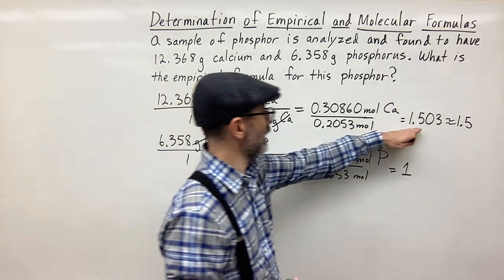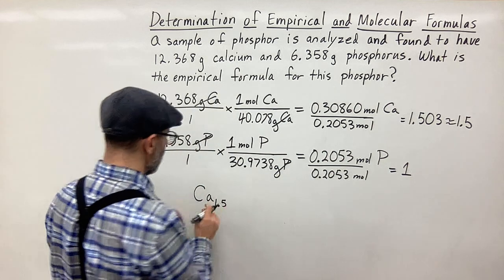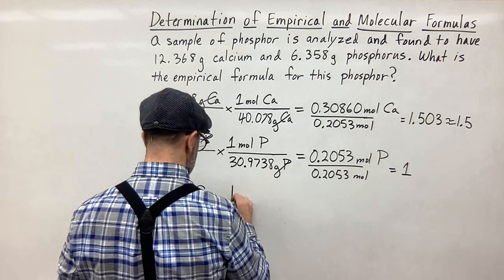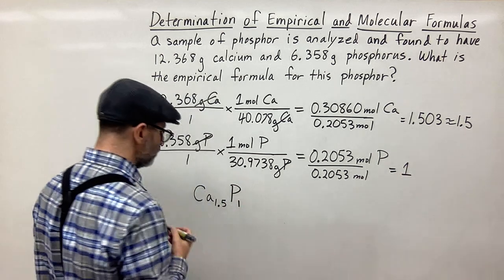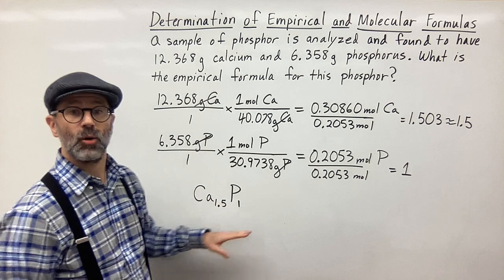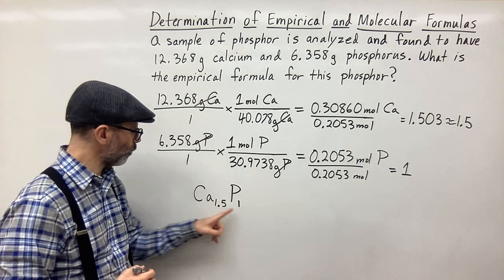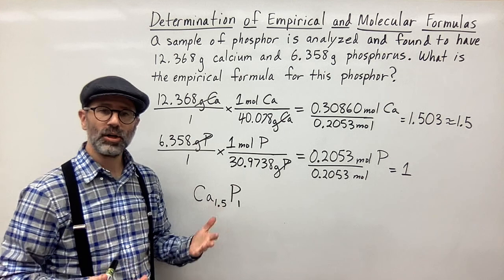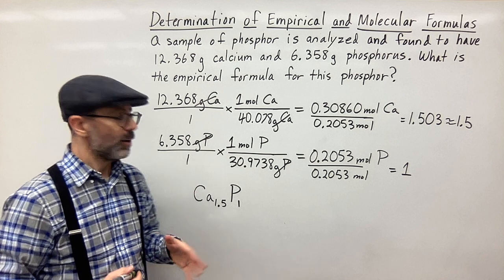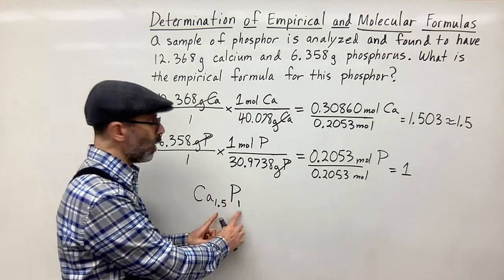So what I found here is the subscripts. So then I have calcium 1.5 and then I have P, and there's a 1. Now, normally you don't write 1s, but for the sake of this problem, we're going to put 1 down. Okay, now that's our mole ratio. However, our subscripts don't have fractions. You can't have a fractional subscript. So what we need to do is get rid of the fraction. But we don't want to change the ratio.